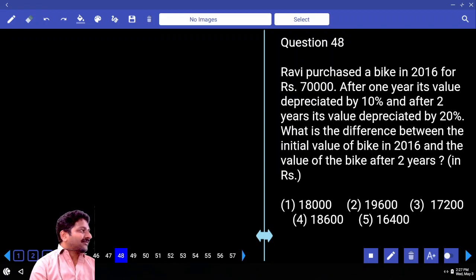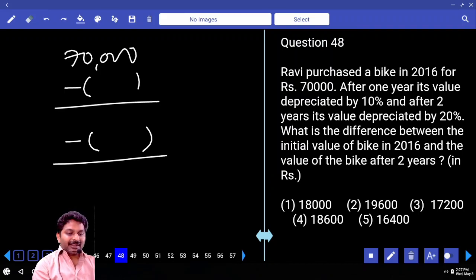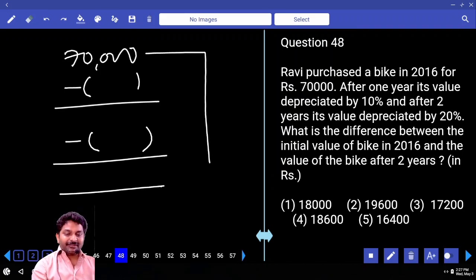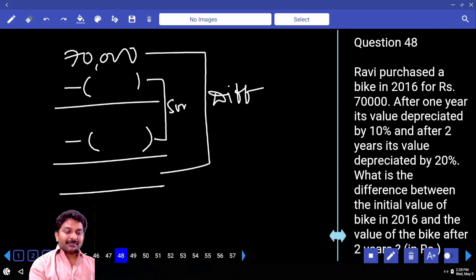So if the initial value is 70,000, it got decreased by some number and becomes some other thing, again it decreases by some other number, finally you get the value after 2 years. The question is about the difference between these two numbers. If the question is about the difference between these two, we can go with the sum of the decreased numbers only, yes or no, right?